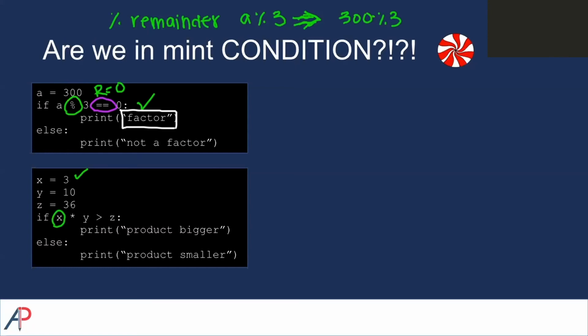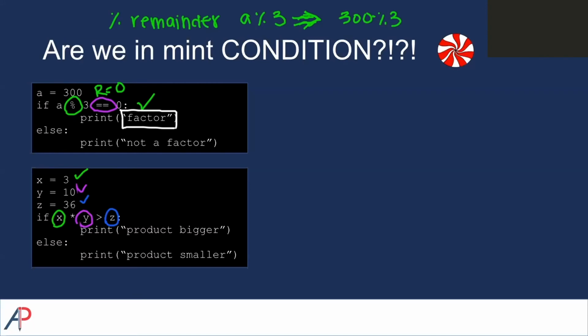So we have x is 3, and then we have y is 10, and finally we have z is 36. So plugging these all in, we just want to double check if this is a true statement. If it's a true statement, we will print out product bigger. Otherwise, we'll print out product smaller.